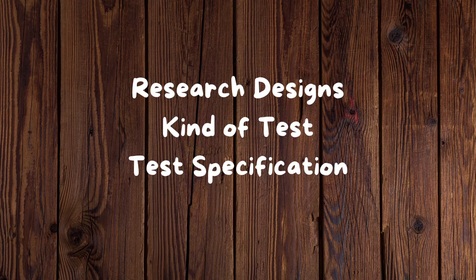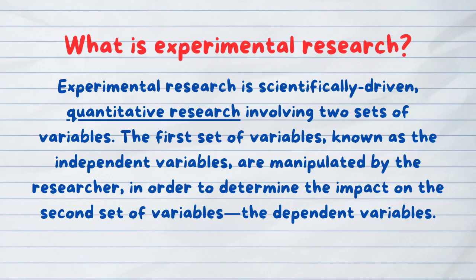Okay, now I will be presenting about research design, kind of test and test specification, starting from what is experimental research. Experimental research is scientifically driven quantitative research involving two sets of variables. The first set of variables, known as the independent variables, are manipulated by the researcher in order to determine the impact on the second set of variables, the dependent variables.